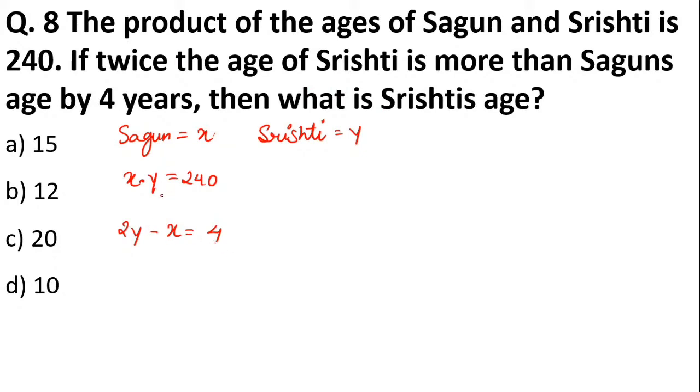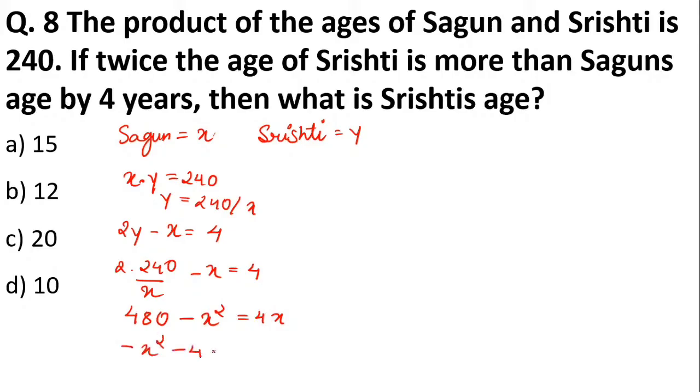What can I write? Y. Y can also be written as 240 upon x. Okay. So y I can write it as 2 into 240 upon x minus x is equals to 4. Okay. So this will be 480 minus x square is equals to 4x. Right. And students, 4x will come this side. Okay. Minus x square minus 4x plus 480 is equals to 0. So I'll just take minus 1 as common and I'll just multiply it both sides. So x square plus 4x minus 480 will be equal to 0.